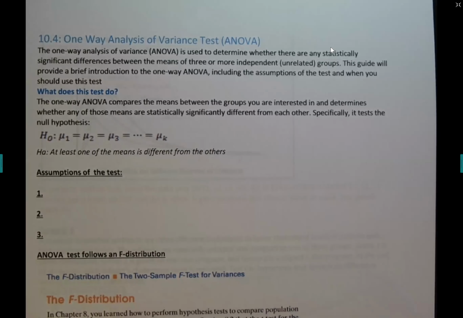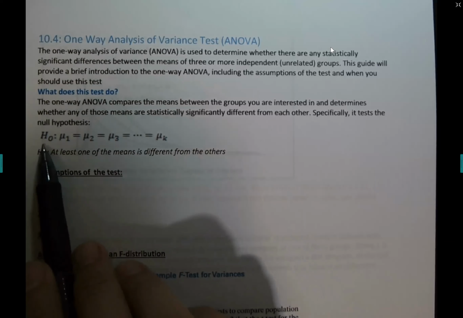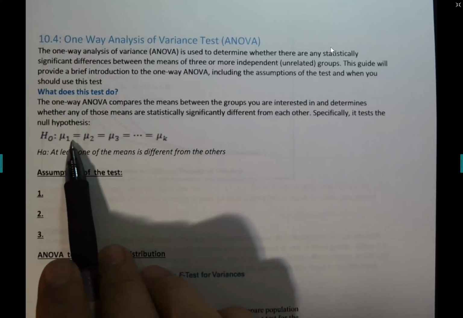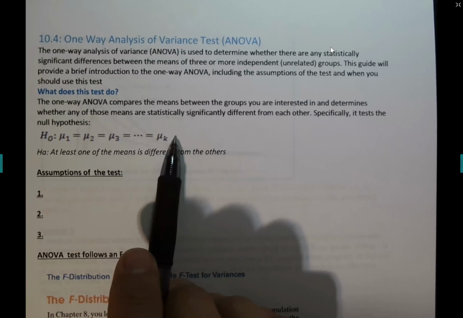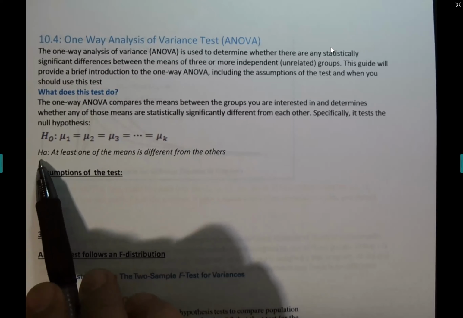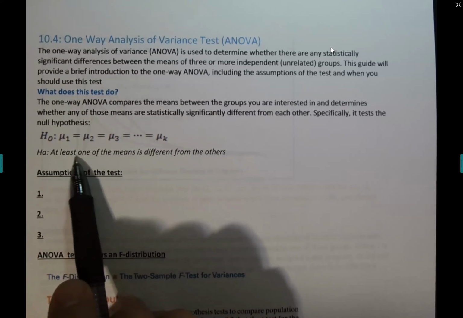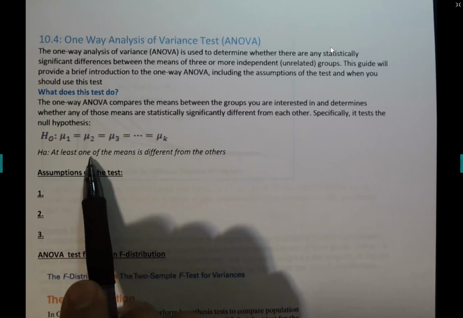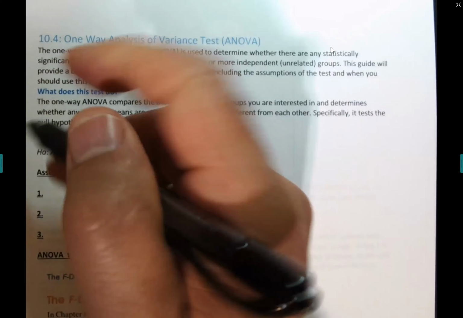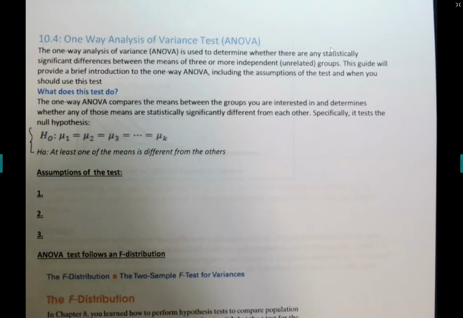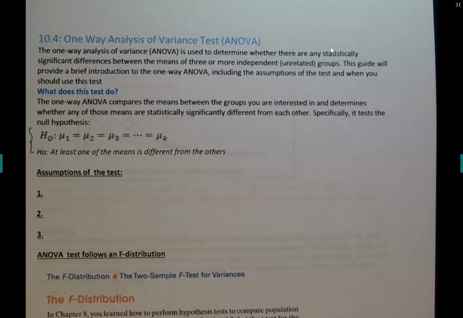And to state the null and the alternative hypotheses, this is probably the easiest test when it comes to stating the null and the alternative. The null hypothesis will always be that all the means are equal, guys. And your alternative hypothesis will always be at least one of the means is different from the others. These two statements do not change from one problem to another. You always select those two statements.